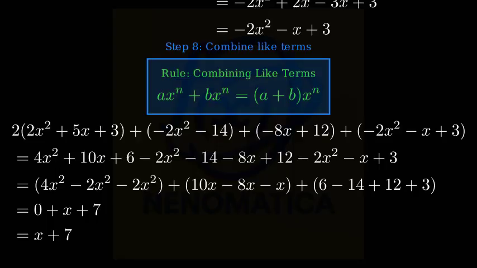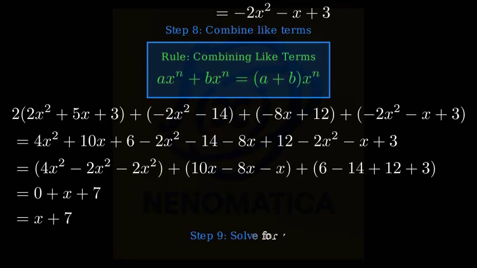Combining like terms for x, 2 times 5x plus negative 8x plus negative x, which equals 10x minus 8x minus x, which equals x. Combining constants, 2 times 3 plus negative 14 plus 12 plus 3, which equals 6 minus 14 plus 12 plus 3, which equals 7. So our equation simplifies to x plus 7 equals 0.